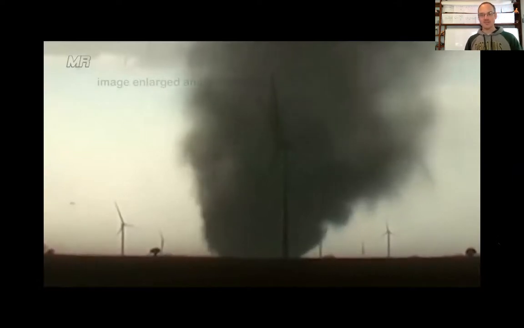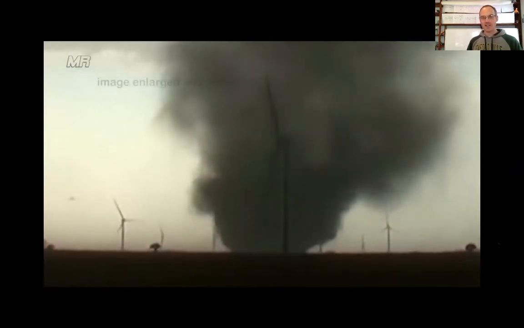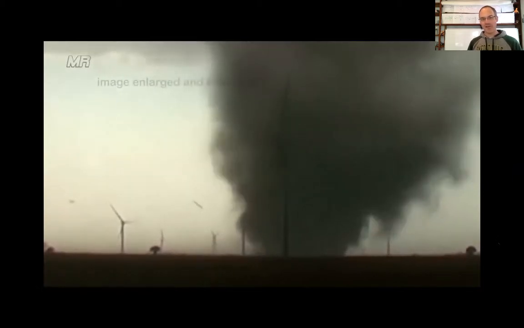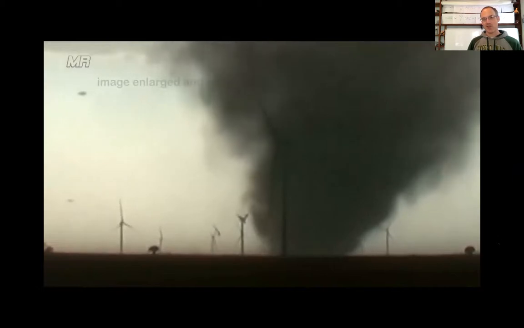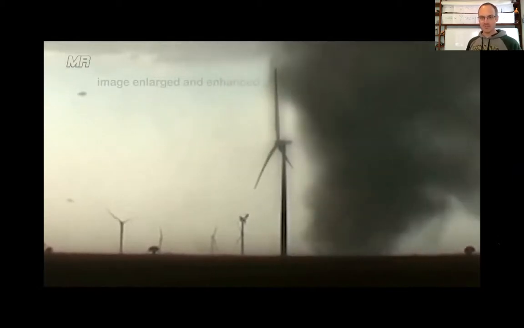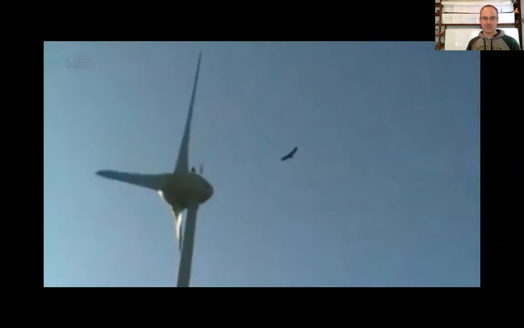Very expensive to fix or repair. Something that's blown apart by a tornado. You can see the aftermath here in a moment. We try to put these in high wind areas, so it makes a lot of sense that you might end up with tornado effects for those places.